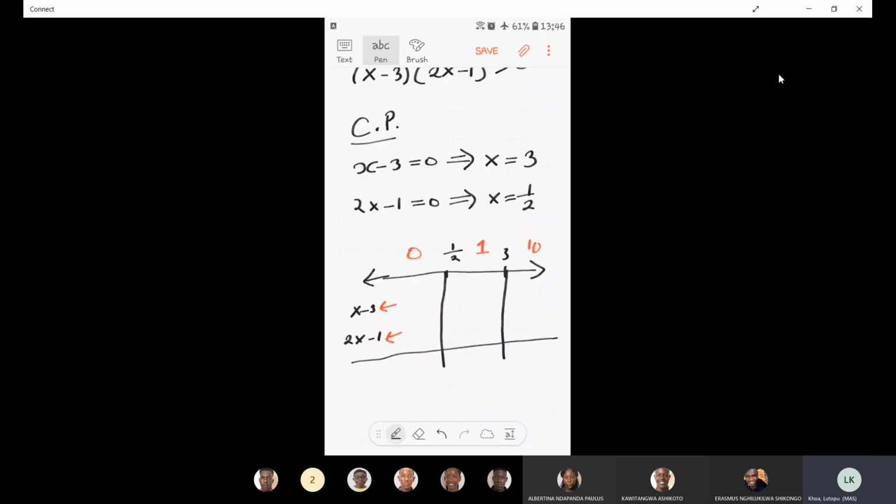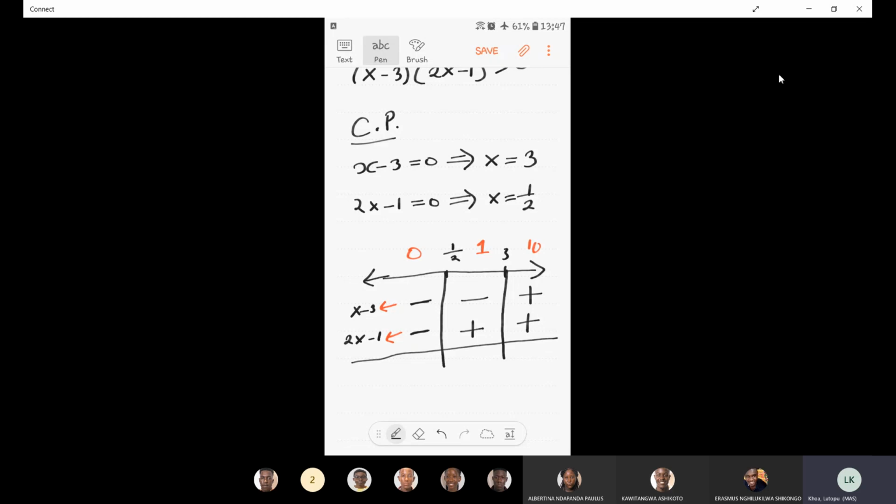If I substitute 0 into x minus 3, I get a negative answer. If I substitute 0 into 2x minus 1, I also get a negative answer. Then if I substitute 1 into x minus 3, I have 1 minus 3, that is negative. And then I have 2 times 1 minus 1, that's 2 minus 1, which is positive. And then 10 into the first one, 10 minus 3 is positive. And then 2 times 10 minus 1 is also positive.